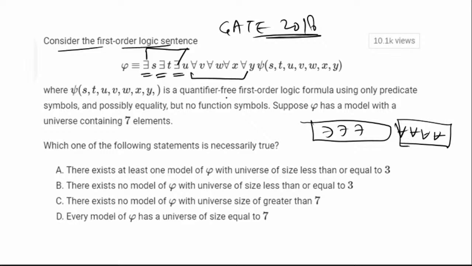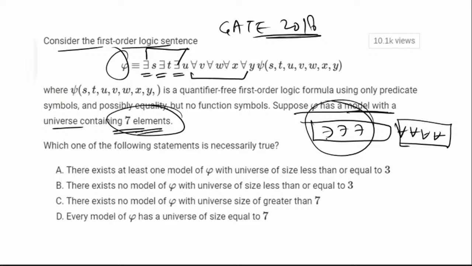Now, it is given to you that this psi has a model with a universe containing 7 elements. This is given because there are 7 quantifiers. So that's why he has given that there exists a model of size 7. Now, these are the options. Very easily you can see that we can guarantee that there will exist a model of size 3.